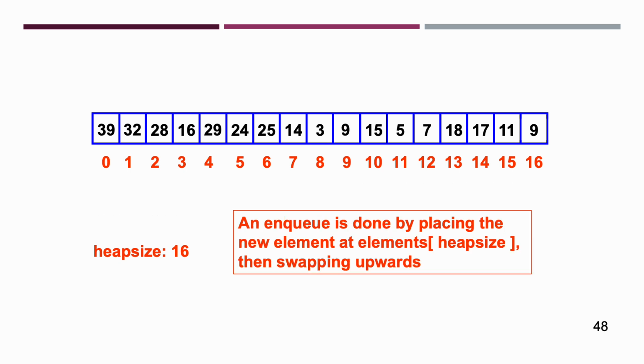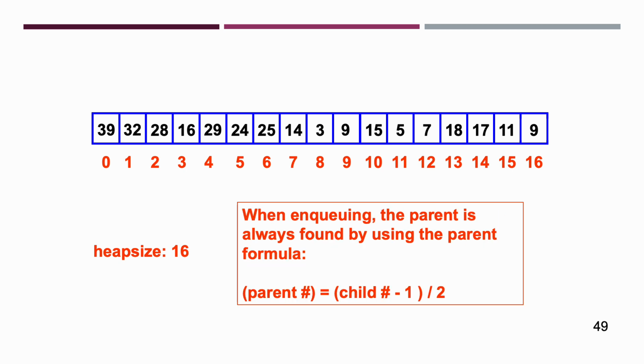An enqueue is done by placing the new element at elements[heap size], then swapping upwards. When enqueuing, the parent is always found by using the parent formula, parent equals (child - 1) divided by 2.